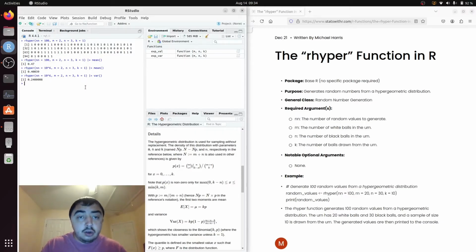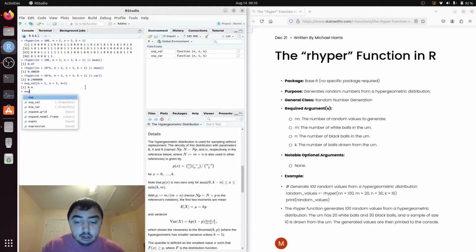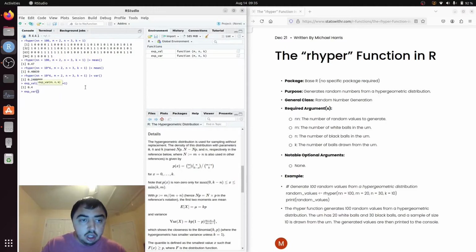Let's use these two functions to check my work here. So the expected value, so we expect it to be 0.4, so m equal to 2, n equal to 3, and k equal to 1. 0.4 naturally. But that's not too interesting, we worked that out in our head. But the variance is a bit more complicated. The expected variance this time. And so m is 2, n is 3, and k is 1, and we get 0.24.